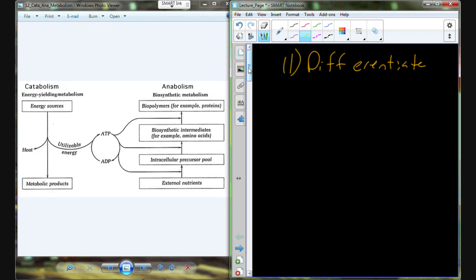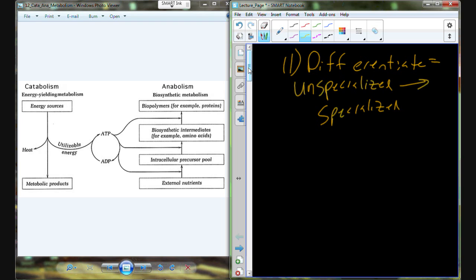Yeah, speaking of reproduction. So reproduce, develop, and age, these are definitely characteristics of life. We want to be able to pass on our genetic material. We also want to be able to differentiate. And what that means is we are going to go from unspecialized to specialized.